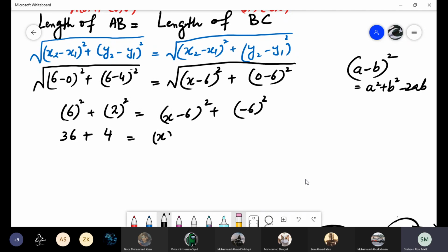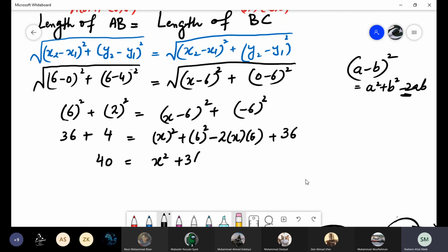It will be x whole square plus 6 whole square minus 2, this identity is 2, and then the first value and the second value, that is 6, and after that plus negative 6 square will be 36. 36 plus 4 will be 40, and it will be x square plus 36 minus 6 2s are 12x plus 36. So now you can arrange them. 40 is equal to x square minus 12x plus 36 plus 36.